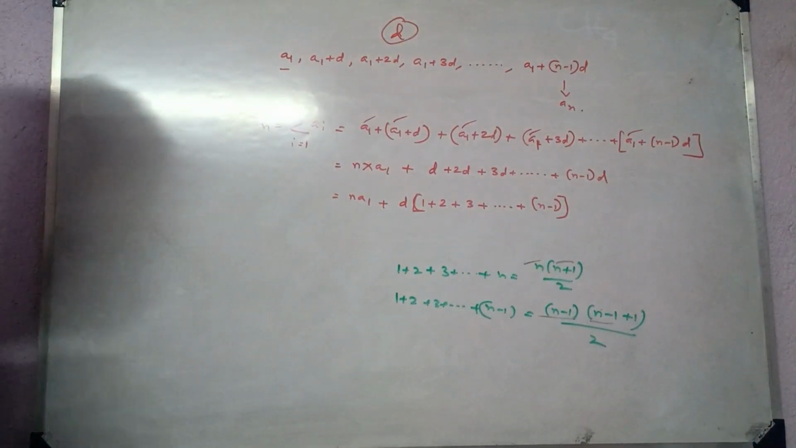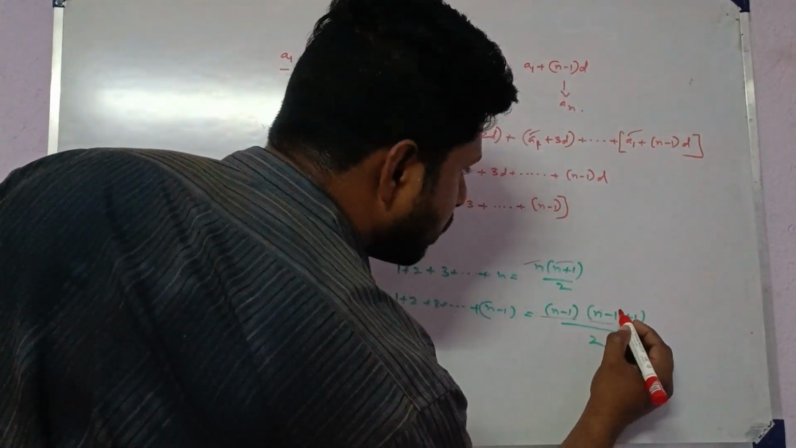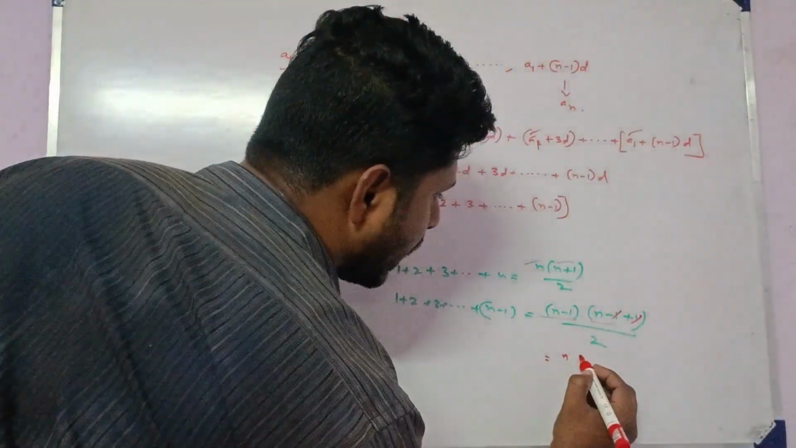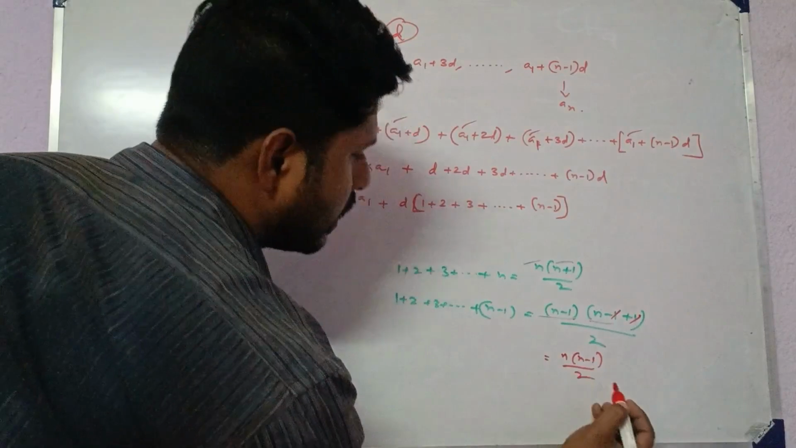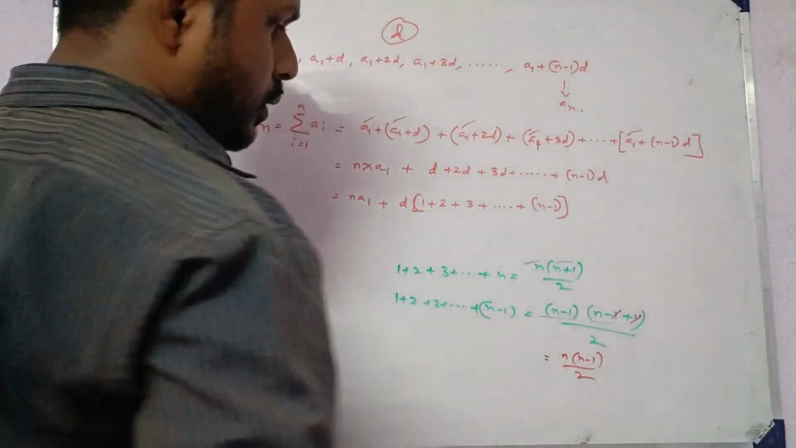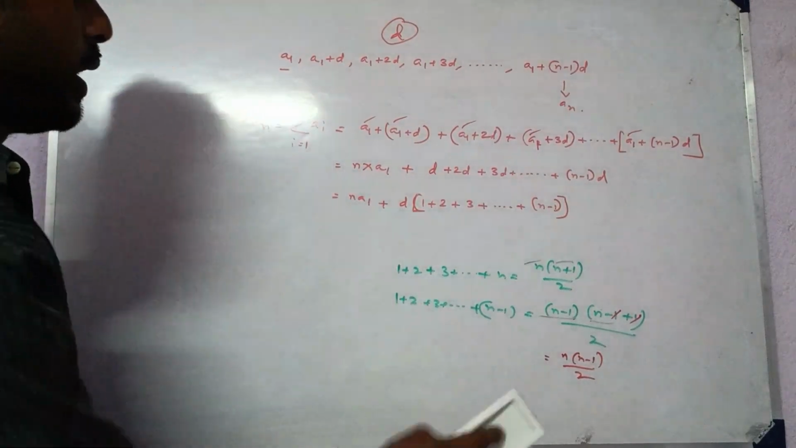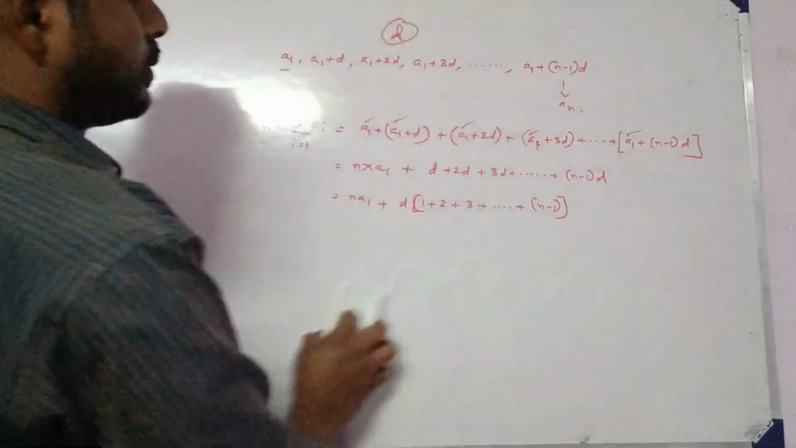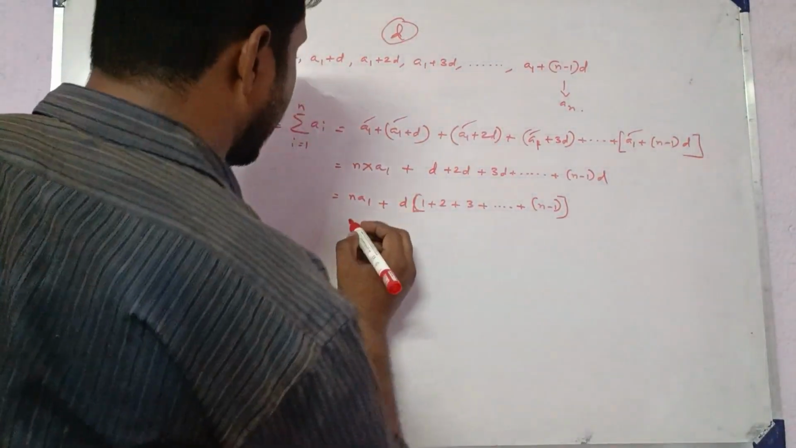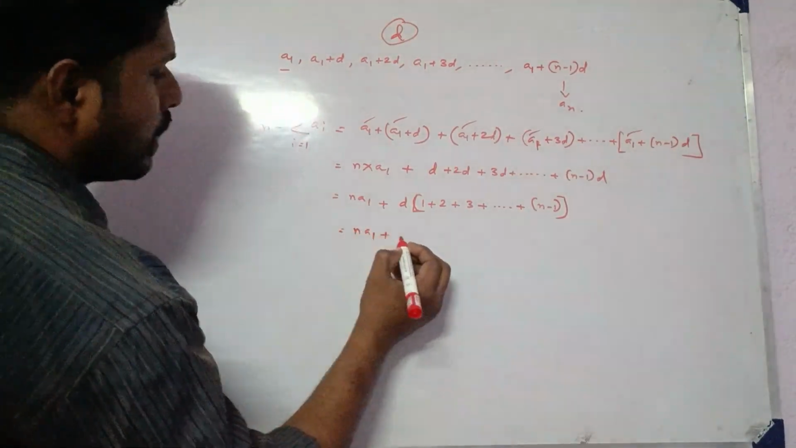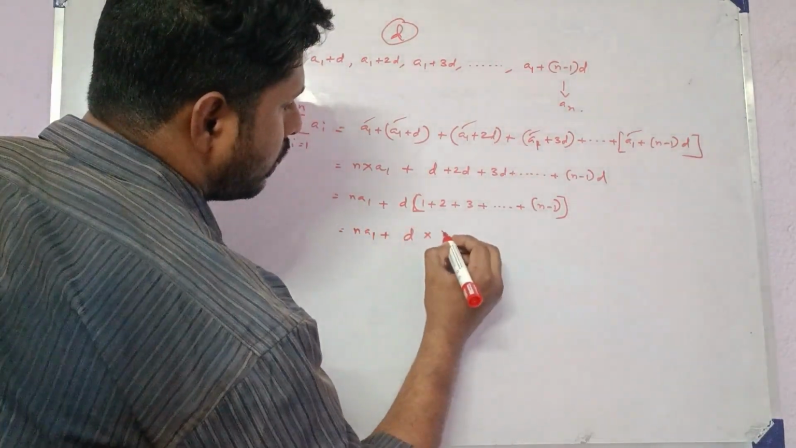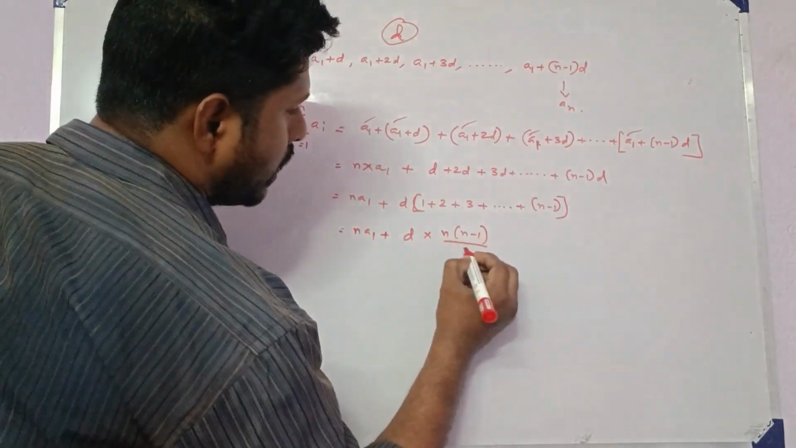So now minus 1 plus 1 cancel out, is n into n minus 1 by 2. So 1 plus 2 plus 3 plus dot dot n minus 1 is n into n minus 1 by 2. Therefore, that is na1 plus d into n minus 1 by 2.